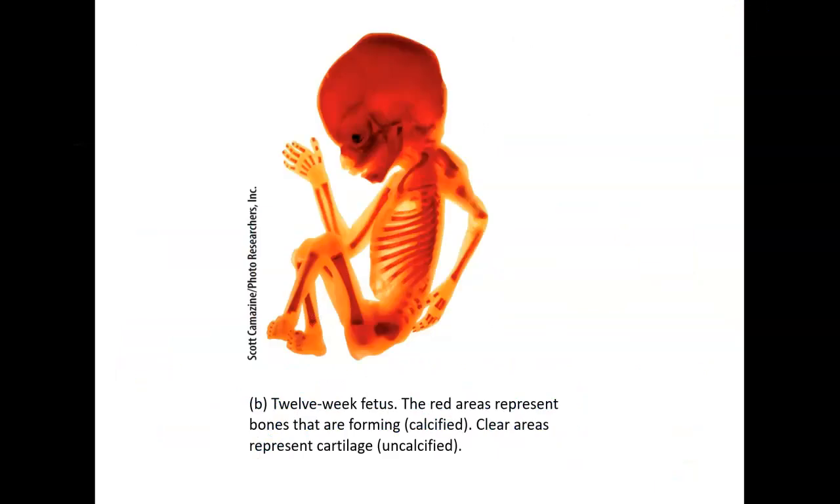Here you can see, looking at the fetus, it's a 12-week-old fetus. The red areas are going to represent bone that's forming and has calcified. The clear areas are going to represent cartilage or uncalcified areas. And so look at the fetus's wrist, especially, like right here. Notice how you don't see any of those carpals there. You have 8 wrist bones, and you don't notice any of those have formed yet. Also, the metacarpals have not extended yet, and then the phalanges are just starting to form.